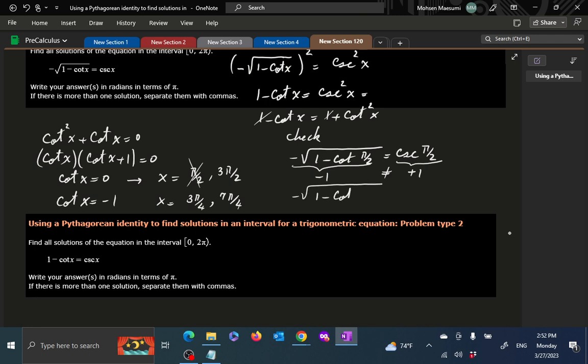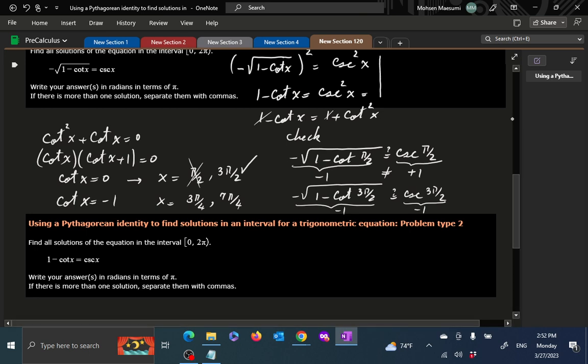3 pi over 2, how about that one? Minus radical 1 minus cotangent of 3 pi over 2, is that the same as cosecant of 3 pi over 2? As before, this is minus 1, and 1 over sine of 3 pi over 2 is also minus 1, so that passed the test.